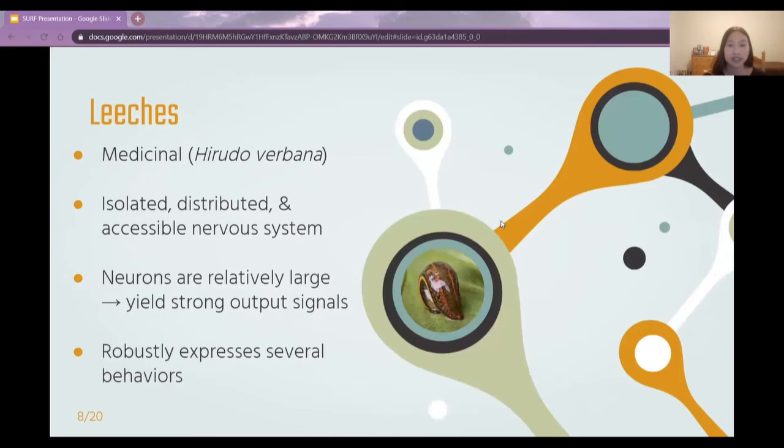So we're really interested in studying the leech, specifically the medicinal leech. We study them because as invertebrates, they have a relatively accessible nervous system. They also have relatively large neurons that yield strong output signals, and they express identifiable behaviors, which is really important because our trials are divided into different behaviors.